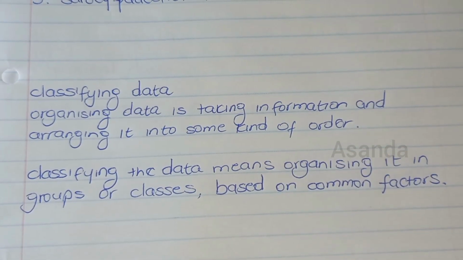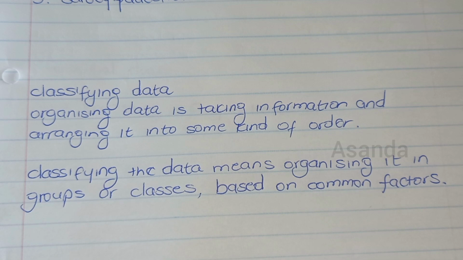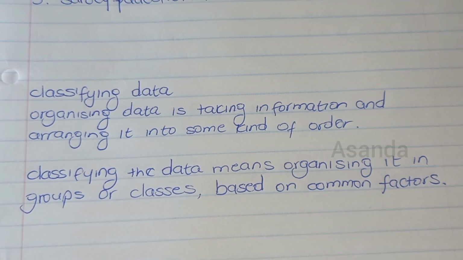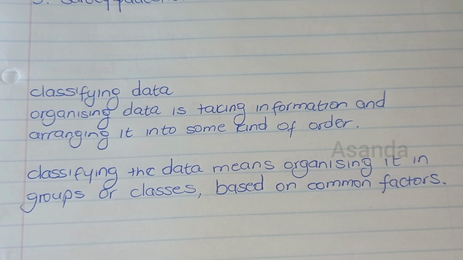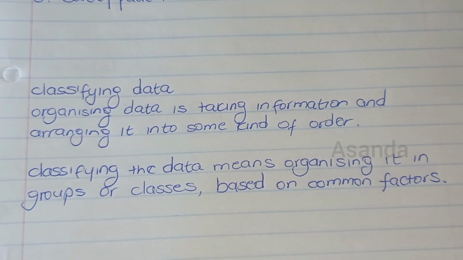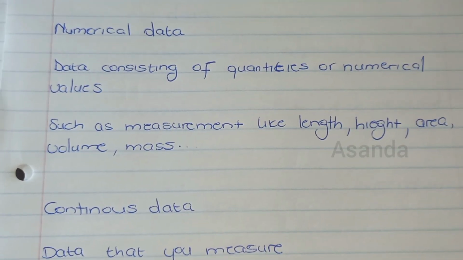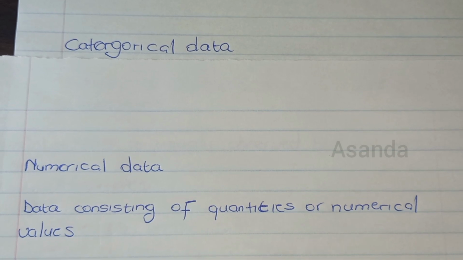We also classify the data. Organizing data is taking information and arranging it into some kind of order. Classifying the data means organizing it in groups or classes based on common factors. So the information that we get, we can then classify it into groups and classes depending on what is similar or what is groupable, is there such a word as groupable, with the information that we have. Data can be classified as numerical data or as categorical data.